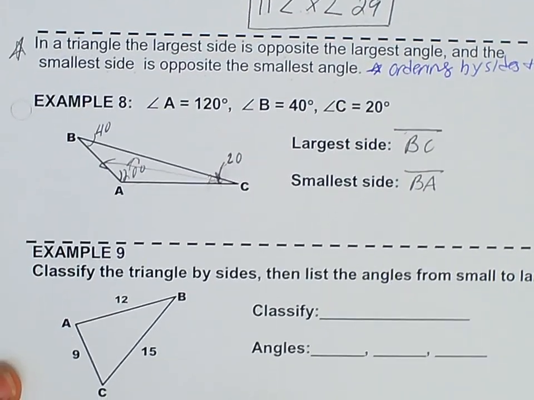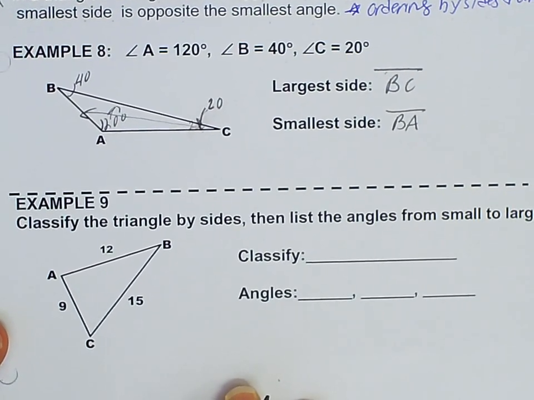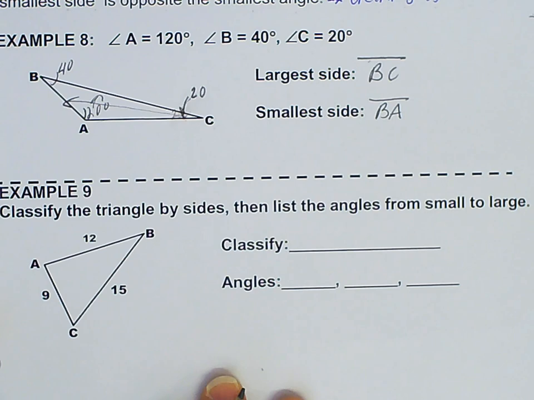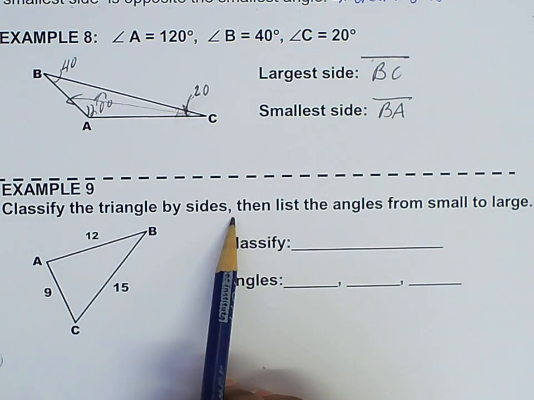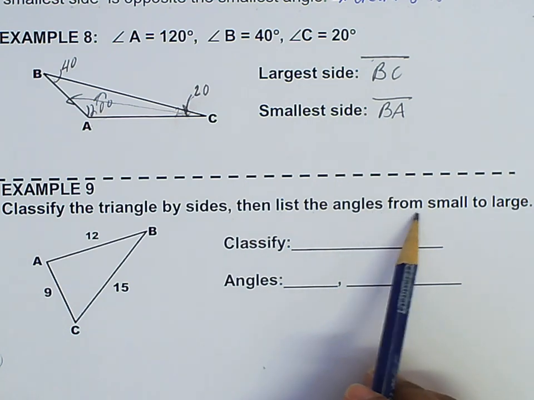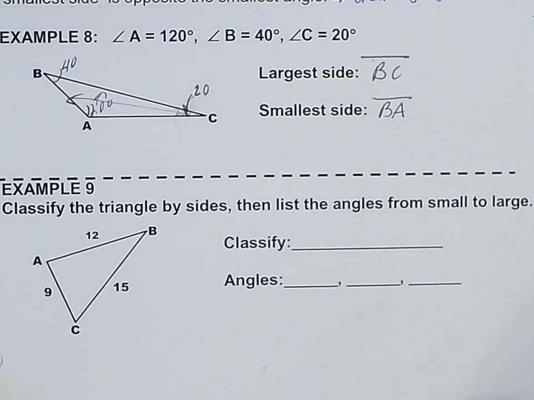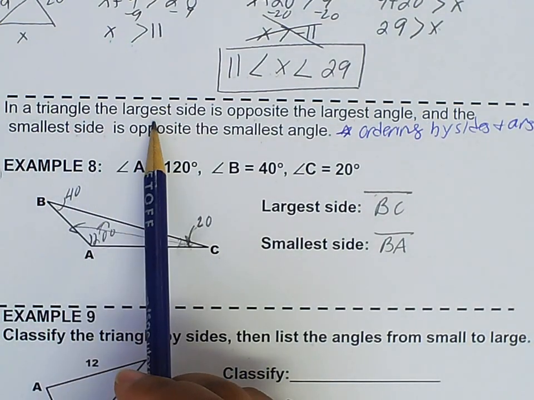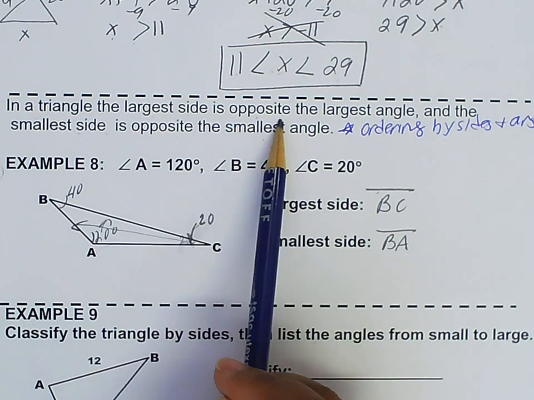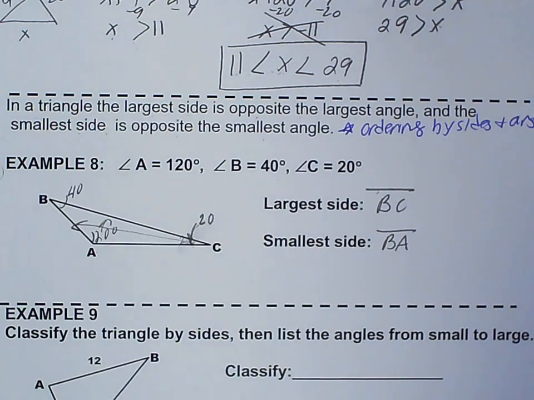This one we're actually going to classify too. Can you see all the words? Yeah, here we go. It says, example 9, classify the triangle by size, then list the angles from small to large. Okay, if you don't remember, come up here and read this again. In a triangle, the largest side is opposite the largest angle. Okay?